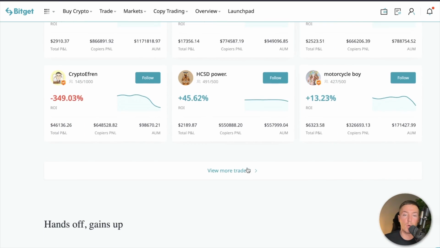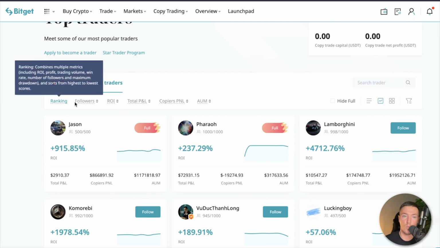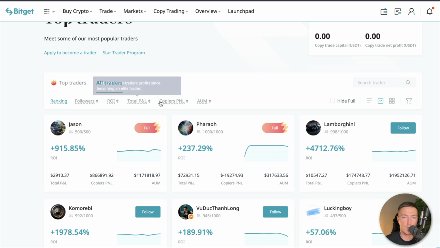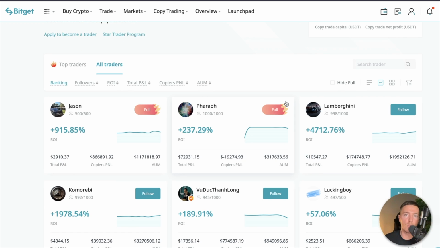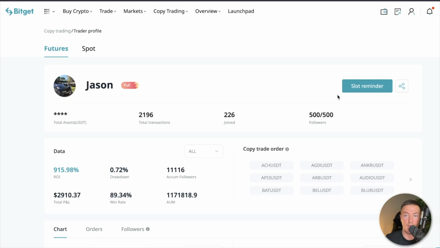But if you come down to the bottom here, we can see view more traders. In this section, we can view by ranking, by followers, by return on investment, profit and loss, the copier's profit and loss, or the assets under management. What I want to do for this experiment is go with what I would perceive to be a higher risk trader, and what I would perceive to be a lower risk trader. As you can see here, some of the traders are full, but you can set an alert so that if any spaces become available for that selected trader, they will remind you when a spot becomes available.